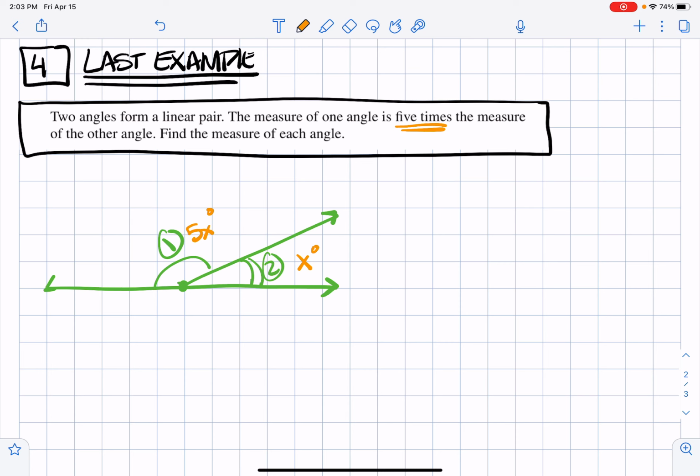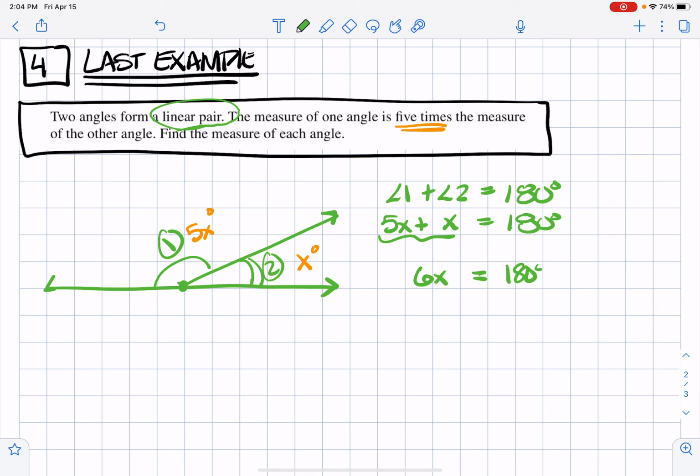Okay, so here's what I know. Since 1 and 2 make a linear pair, I know that angle 1 plus angle 2 has to equal 180 degrees because it makes a linear pair. All right, so now I know angle 1 is worth 5x, angle 2 is worth x, and that has to equal 180 degrees. So this right here is 6x, right? So 5x plus 1x is 6x. 6x equals 180 degrees. Let's divide both sides by 6. 180 divided by 6 is 30.